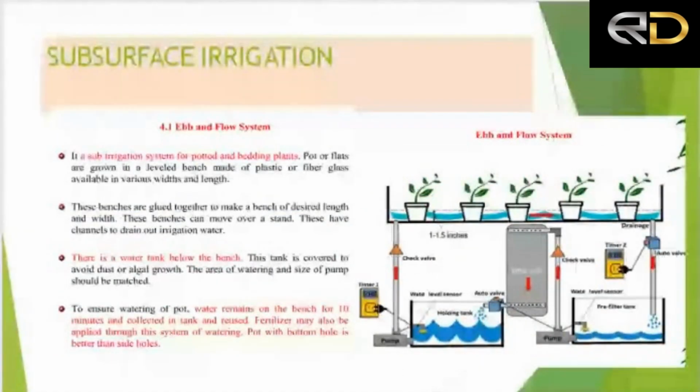Subsurface irrigation में जैसे one of the example is ebb flow system. I already taught in the hydroponics. We are adopting this system for the production of the seedlings, mostly seedlings or any crop which, for example, we don't want to give the overhead irrigation. That time we do prefer to irrigate with the help of the system of ebb and flow. So it is one of the systems which are used in the hydroponic system.